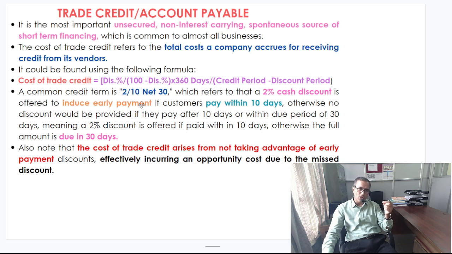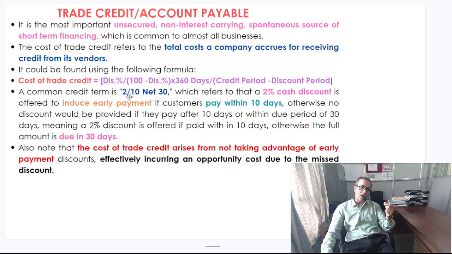The discount period is 10 days, and the seller provides this facility to induce early payment. But remember, if you are unable to pay within 10 days, that will be a cost to the customer here. So we say the cost of trade credit arises from not taking advantage of early payment. Under the discount condition, we have to pay within the discount period, otherwise we effectively incur an opportunity cost due to the missed discount. That will be the opportunity cost to the buyer as well. This way you could analyze the result.